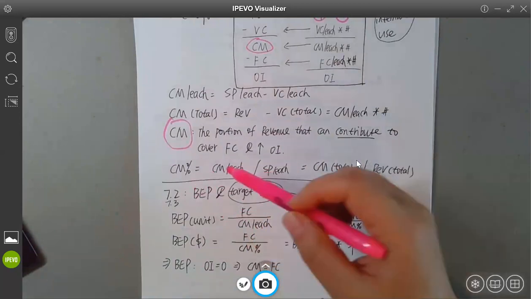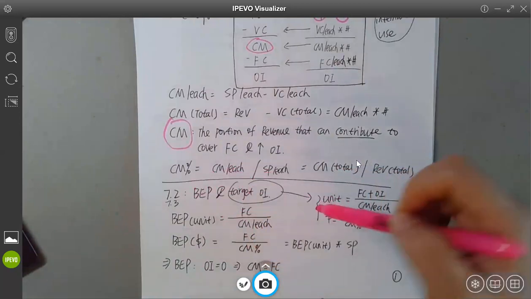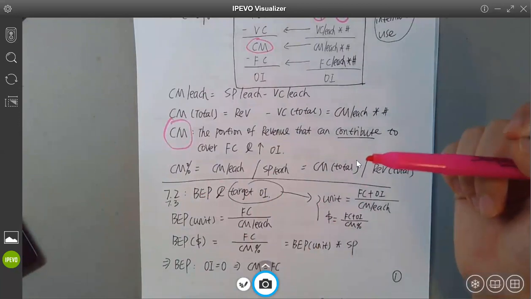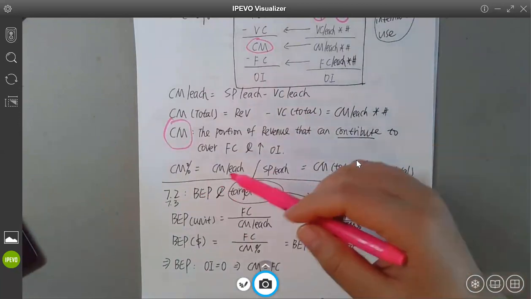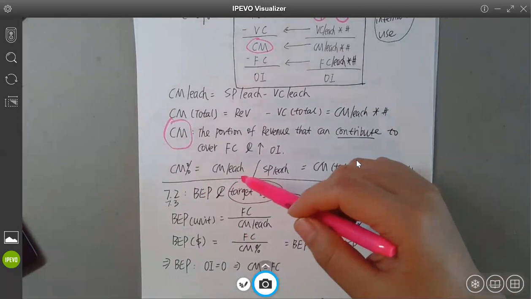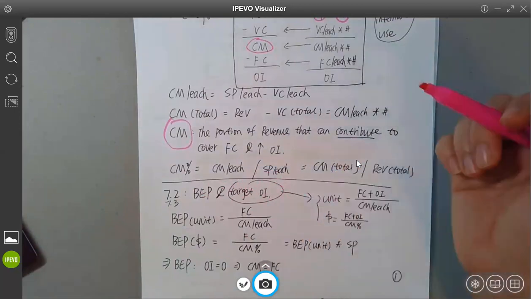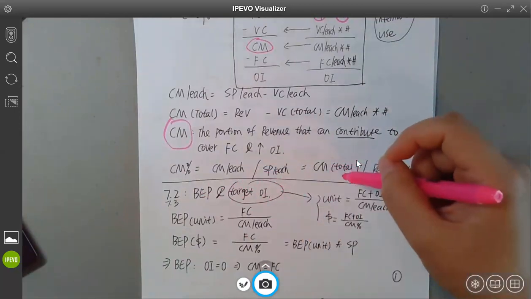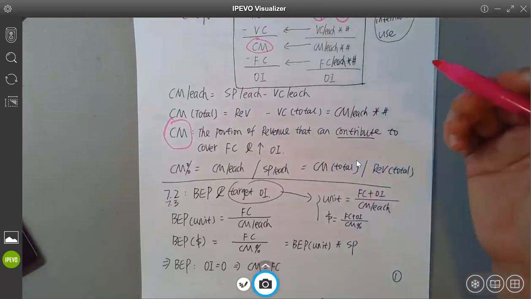Next one, contribution margin percentage. Since it's open book, I don't really worry about this formula. So just make sure you understand the concept. The contribution margin percentage is contribution margin for each divided by your selling price for each. Or if you use total, it will be contribution margin total divided by your revenue total.